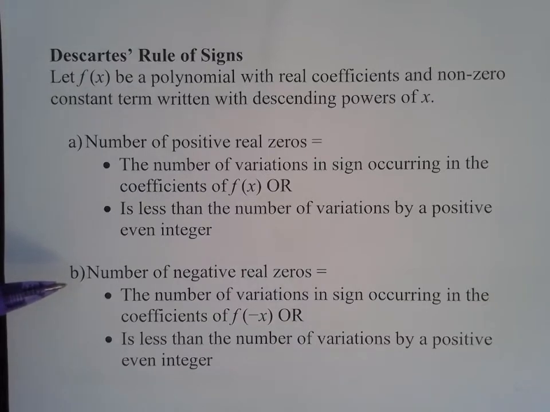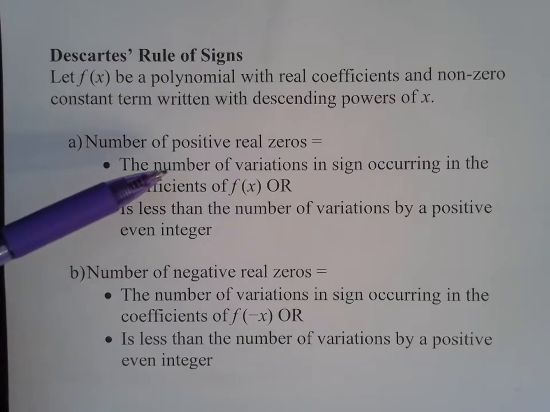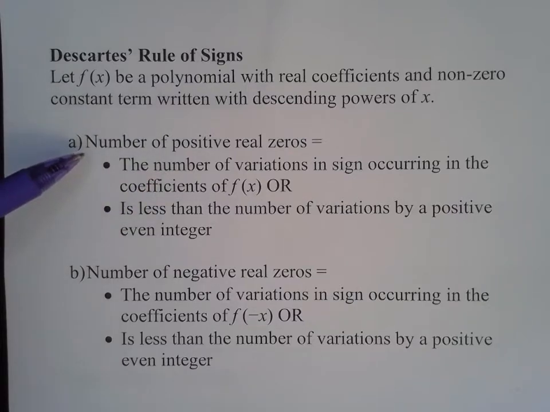That's probably worth noting. Okay, so the number of positive real zeros is either the number of variations in sign occurring in the coefficients. So we look from left to right, from one coefficient to the next, and we see, does the sign change from positive to negative or negative to positive, and if so, how many times, right? The number of times it changes. That could be the number of positive real zeros, or it could be less than the number of variations in sign by a positive even integer.